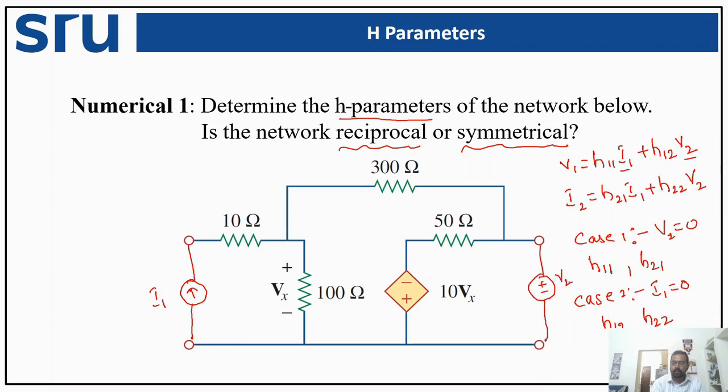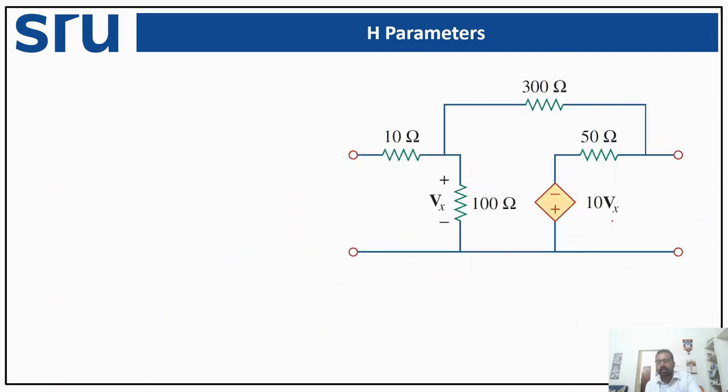This is my V2. So let us take case 1 by shorting this particular second port, that is, removing this voltage source and short circuiting these two terminals, by which we can say that V2 is equal to 0. Let us redraw the particular circuit. Here we have 10 ohms, 300 ohms, 50 ohms, 100 ohms, and 10 Vx, which is a voltage dependent voltage source. What we have done is shorted the second port.